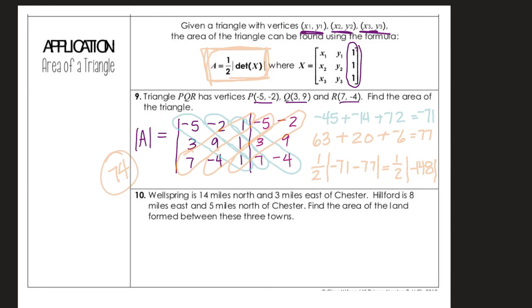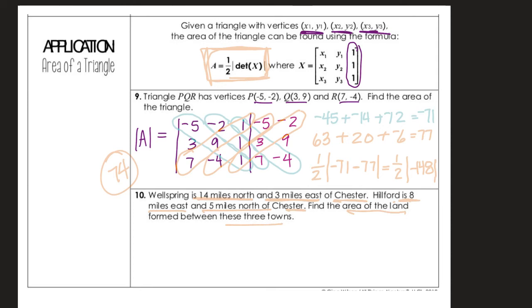So for number 10, it's the same idea. You're going to have some coordinates here, and do make sure you pay attention to the navigation that they're giving you. Wellspring is 14 miles north and 3 miles east of Chester. And then Hilford, I guess, is 8 miles east and 5 miles north of Chester. So you need to find the area of the land between the 3 towns.